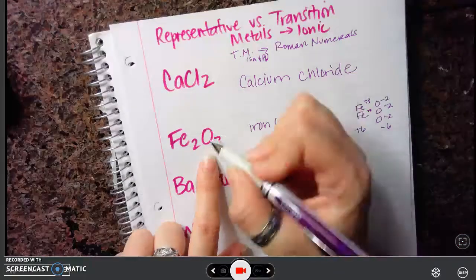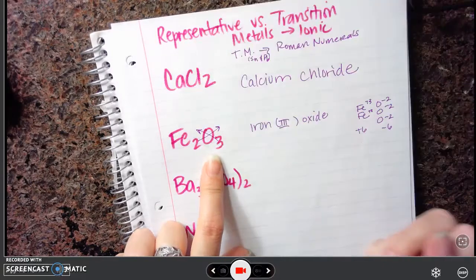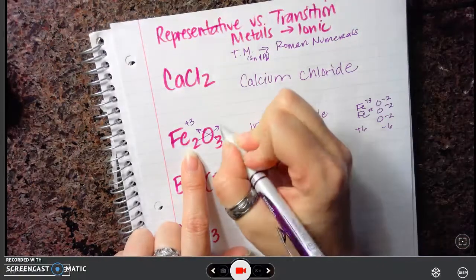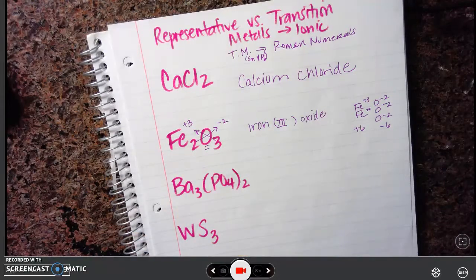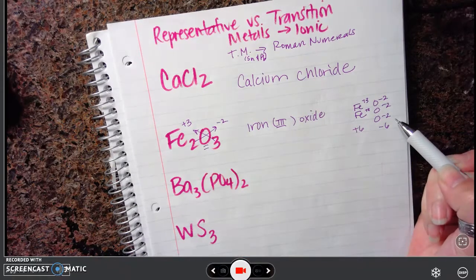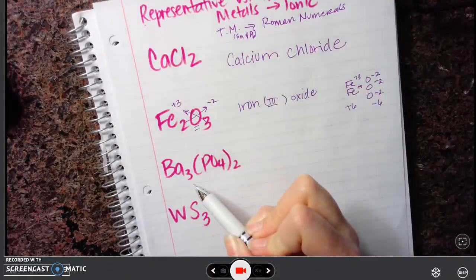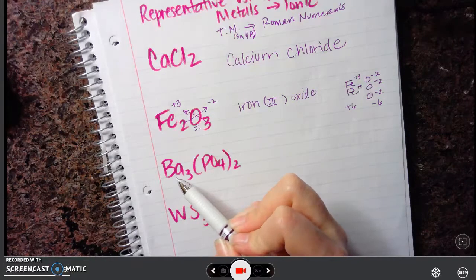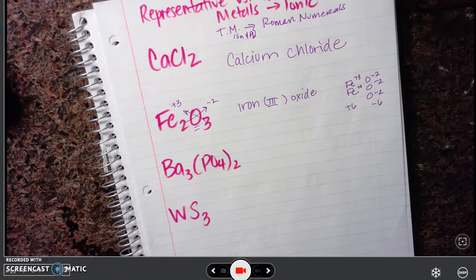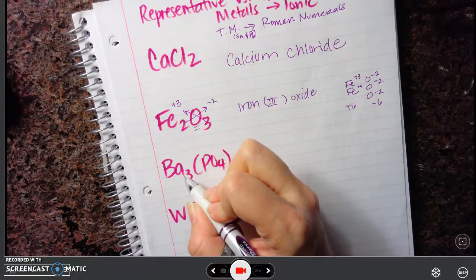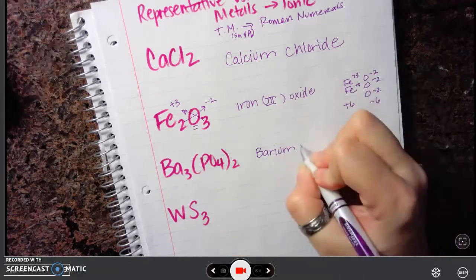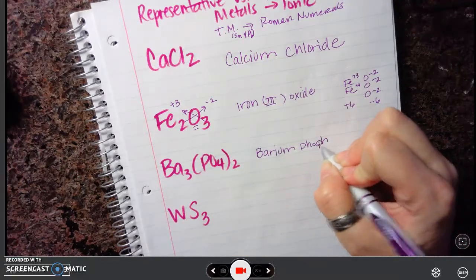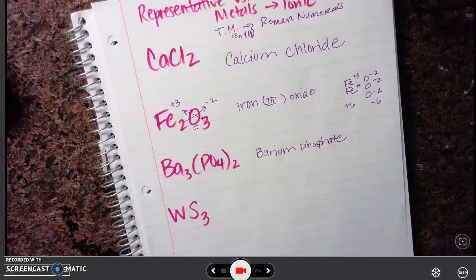Now just remember, you do have that other option of reverse swapping and dropping, where you bring your +3 over here and that 2 comes back over here. But make sure you check the charge of oxygen on the periodic table just in case it doesn't work. If it doesn't work, you'll have to do it the long way. For the next one, I have barium and phosphate. Barium is not a transition metal. It lives in group 2, so it doesn't get Roman numerals. You just have barium, and PO4 is phosphate. So we have barium phosphate for that one.